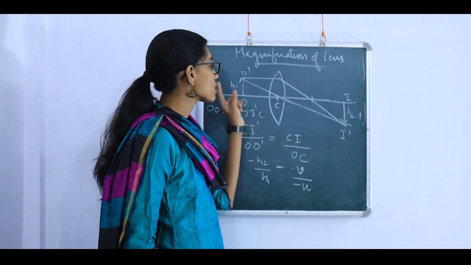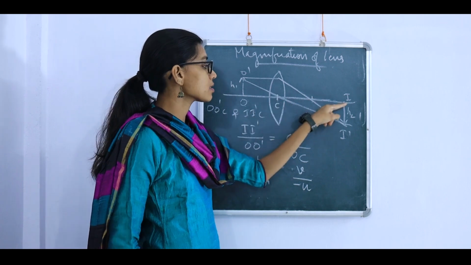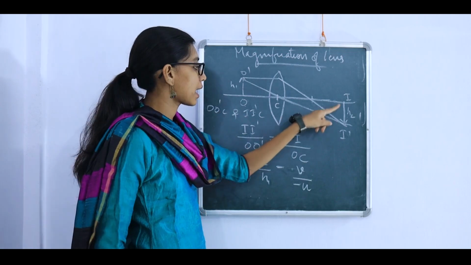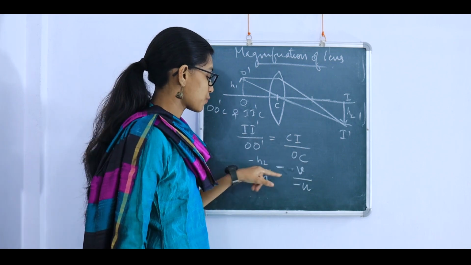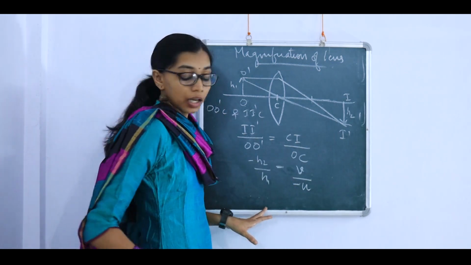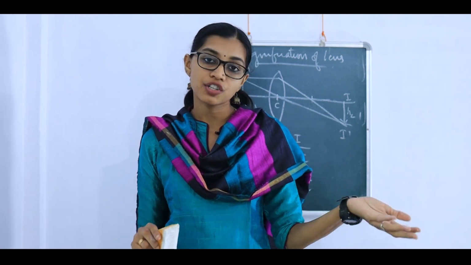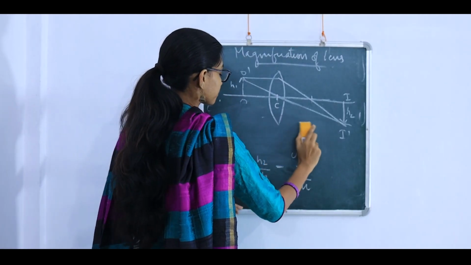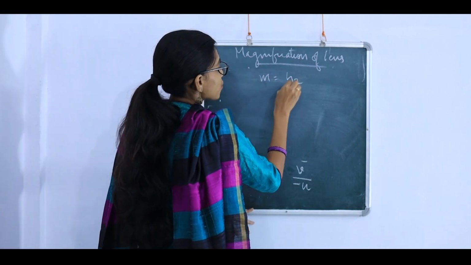So we have our lens, an object placed, an image formed. We considered this triangle and this triangle, they are similar triangles, so we compare the sides. I dash divided by O dash is equal to CI by OC. We substituted with sign conventions for them. Now magnification, I have already told you while doing mirrors, magnification means height of the image divided by size of the object. So magnification is actually H2 by H1.